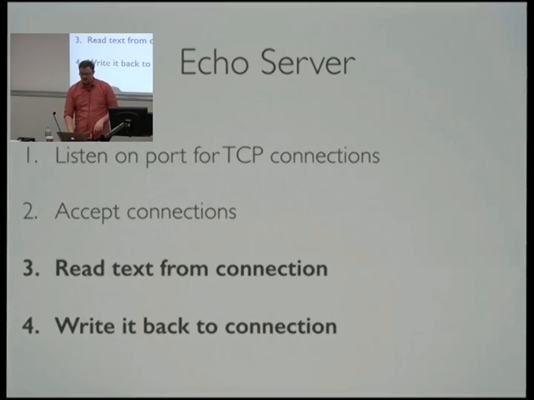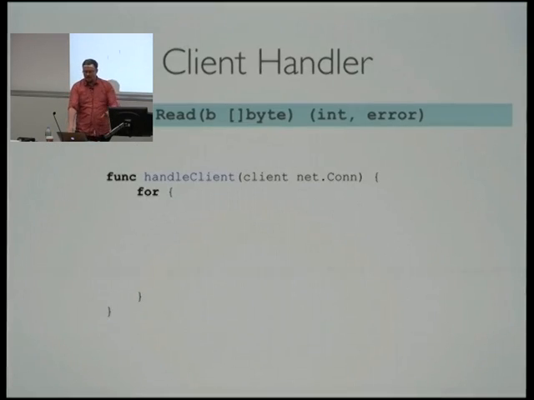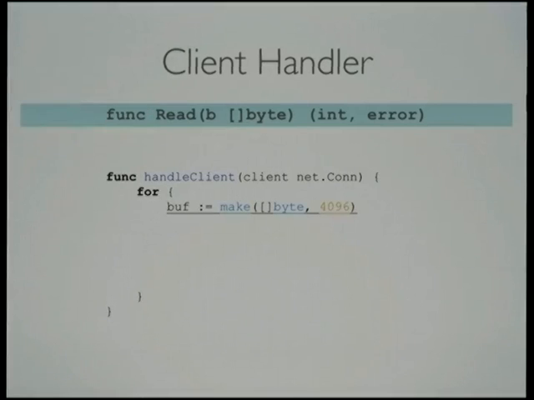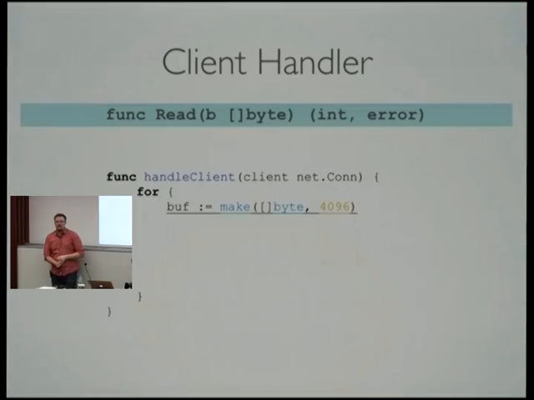So back to our echo server. We have our handle client function. We have our read function. So we're going to declare a slice. Now, the thing that is a little weird here is that make is how you define certain types in Go. Think of it like new in C. You're saying, I want to make this thing. It's a slice of bytes. I want to make the capacity 4K. So what it's going to do is allocate a 4K array, point the slice at it, but the slice length is 0. So your slice is empty, but your underlying array is 4K.